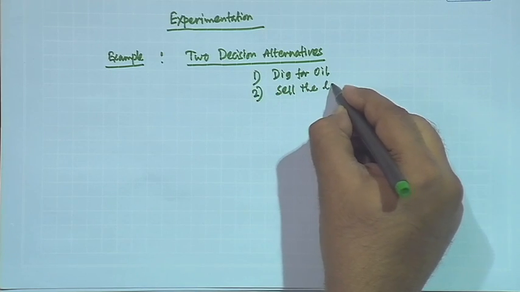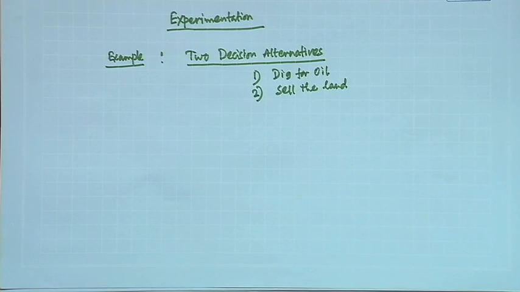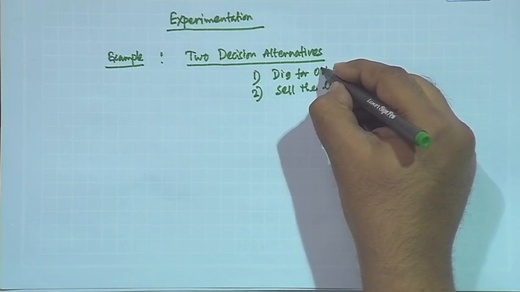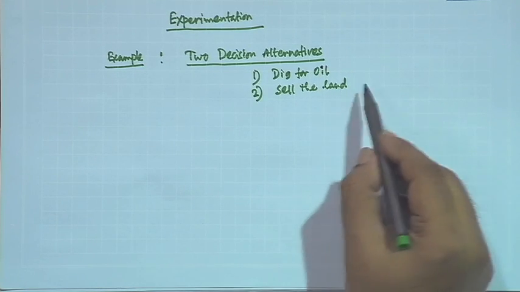Because a piece of land is obtained, there are two choices: either dig for oil or sell the land. Because if you dig for oil and there is no oil, obviously there would be a lot of expenses and there will be a loss. Now, the question is that they have certain payoffs.